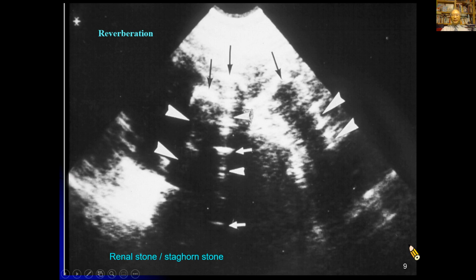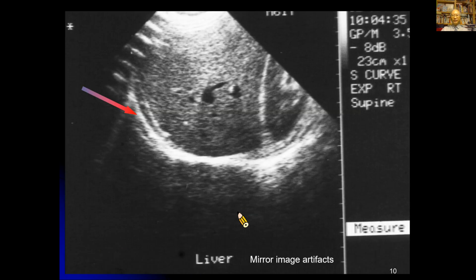Reverberation is not only noted in lung sonography or small bowel study, and here is an example of a staghorn renal stone that also causes this kind of reverberation. Not commonly seen, but occasionally.